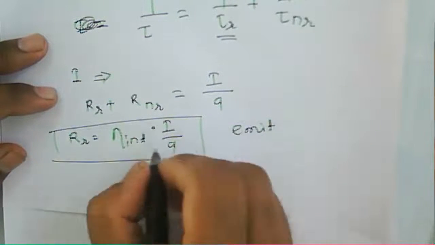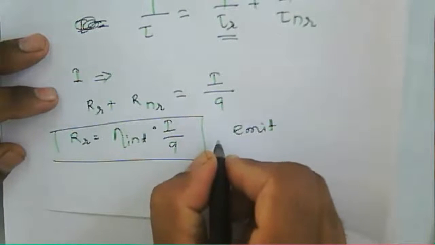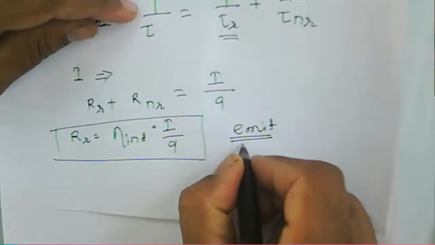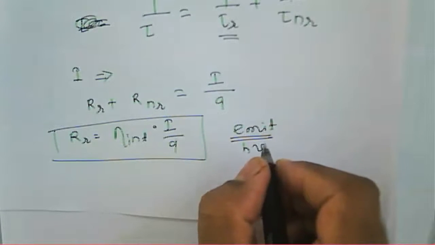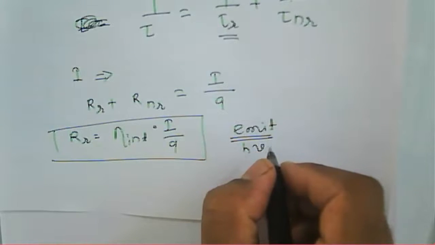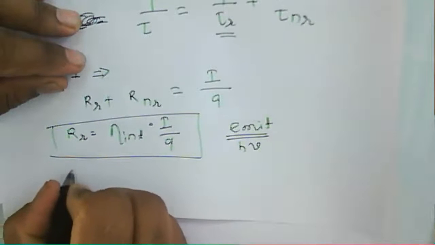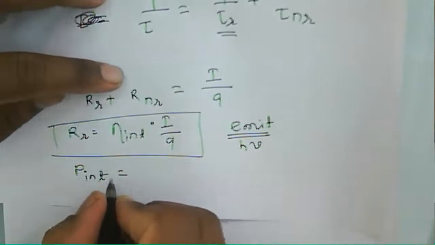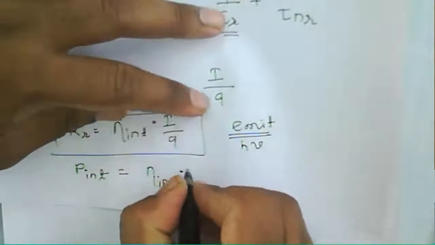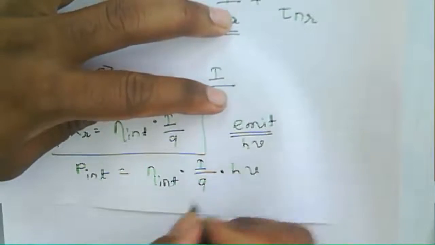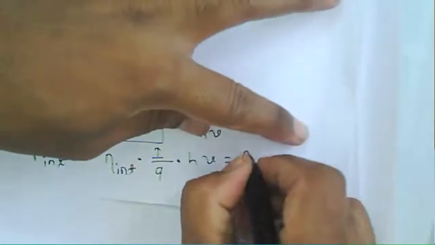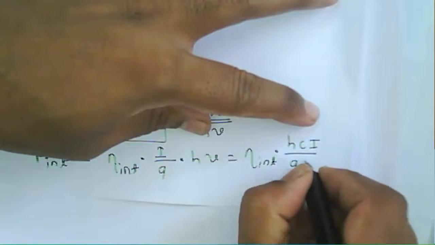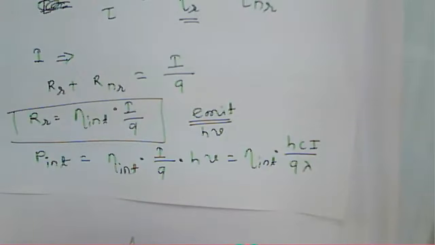This radiative recombination will give a total number of photons, and each emitted photon has the energy of h nu, and that energy is equal to the band gap energy of the given material. So the power generated internally in a LED will be equal to what? N internal into I by Q into h nu. Or we can simplify it: P internal is equal to N internal h c I by Q lambda. That is the internal power generated in a LED.